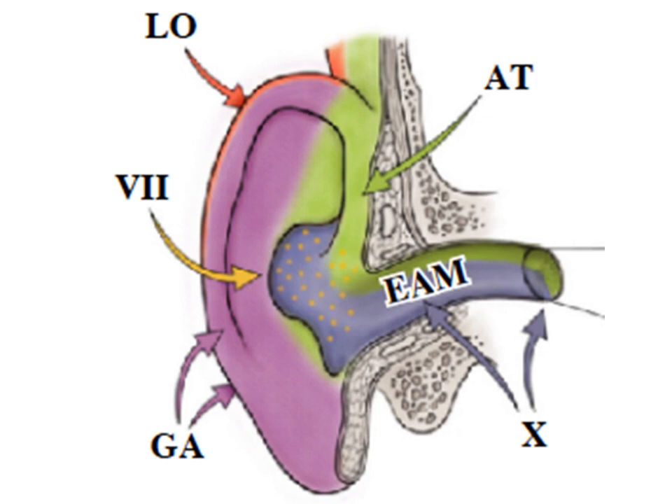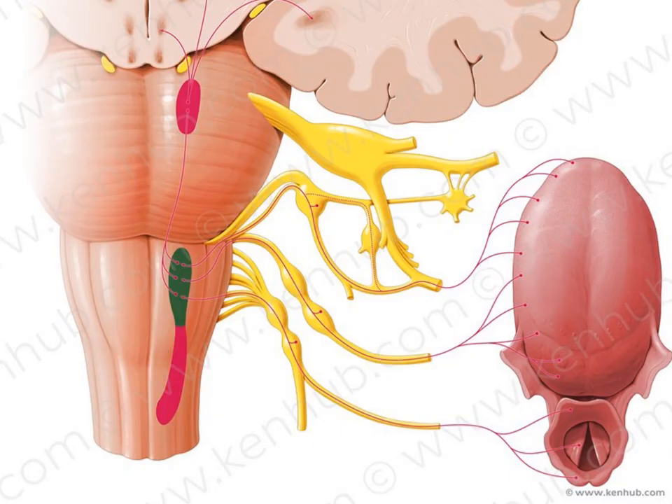The area shown in dark blue color is supplied by the vagus nerve, including the tragus of the ear. This is the sensory supply given by the vagus nerve.